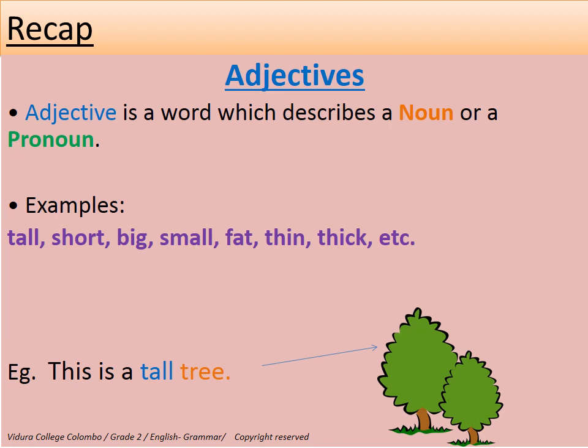Now, look at the picture given below. What can you see? There are some trees. How can you describe trees? You can describe this is a tall tree. Tall is an adjective and you are describing the tree as a tall tree.